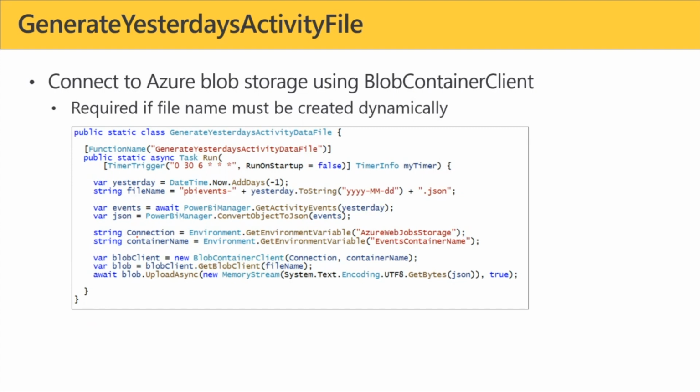So earlier, I used a blob binding to create a new file in Azure Storage, but I knew the file name. So here's a case where we're going to create an activity file, and we're going to put today's date into the file name. So I can't use a binding, but this kind of code shows how you could do the equivalent with the blob container client.